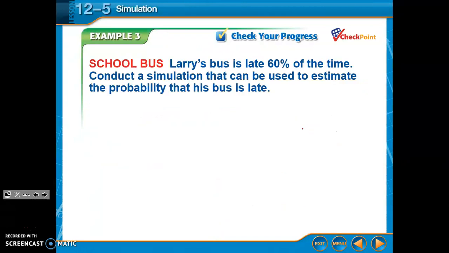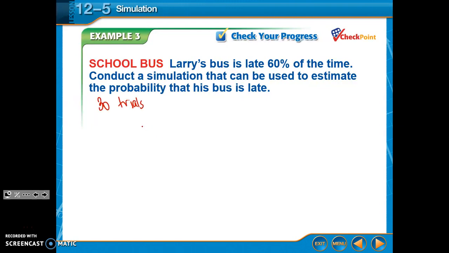So you guys conduct the simulation for this one, and then you can use that to estimate the probability that Larry's bus is going to be late if it's late 60% of the time. You can use the online generator, or if you can figure out the random number generator on your calculator, you can do that. And I want you guys to do at least 30 trials.